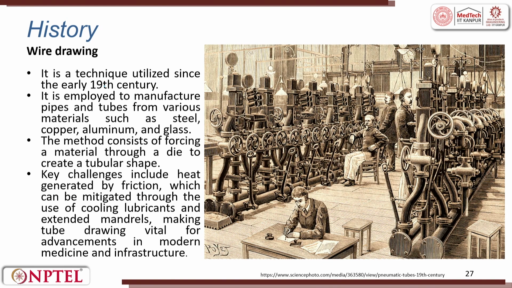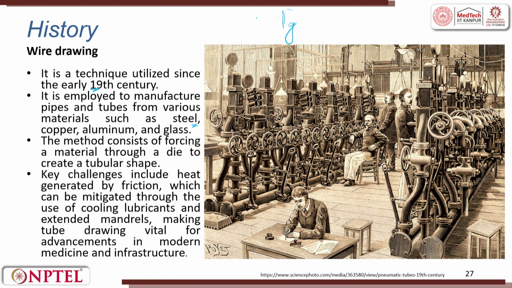It is a technique which started in the 19th century. It is employed to manufacture pipes and tubes from various materials such as steel, copper, aluminum and glass. So, you can also have a steel wire, copper wire, aluminum wire and glass also. At the glass transition temperature Tg, you can get the wire, optical fibers.